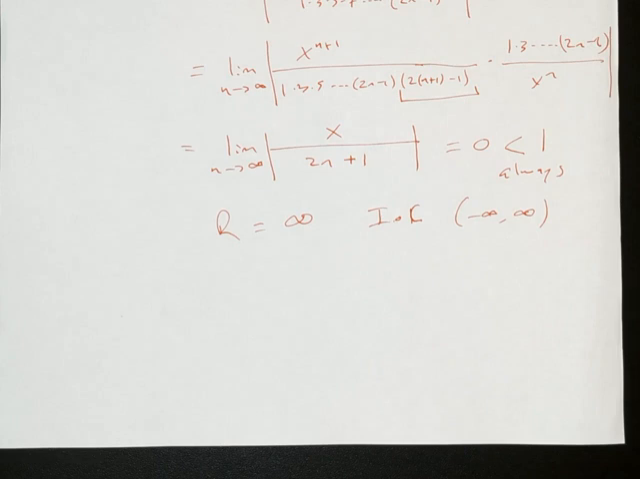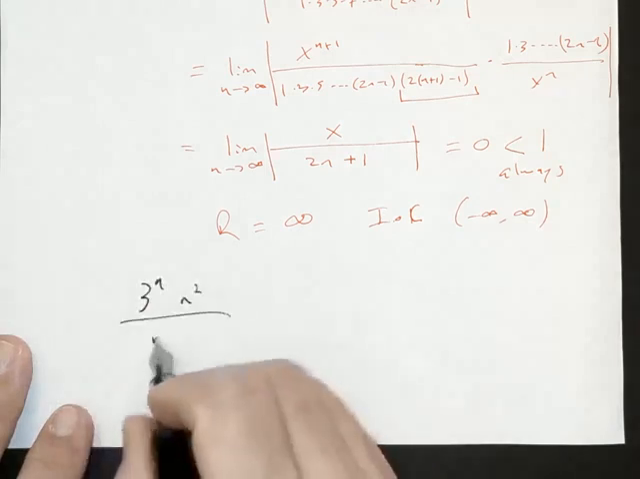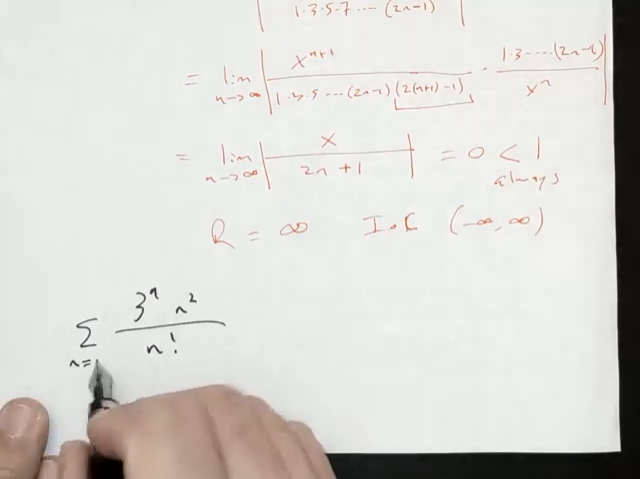Yeah, we do 13. Okay, so 13 says 3 to the n times n squared over n factorial, and that goes from 1 to infinity.